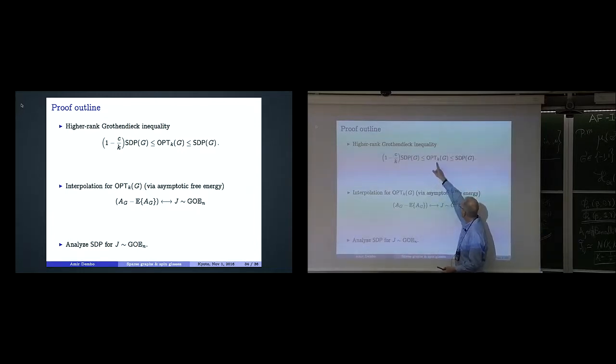Now you can compare the opt k between the A and the X, between the A and the J, exactly the same way as in this Lindeberg approach. But now for a different problem, why not? Lastly, you can analyze the SDP for Gaussian, because if you have the GOE, I told you, GOE is great. You can do lots of calculations, even analyze the performance of the rest.